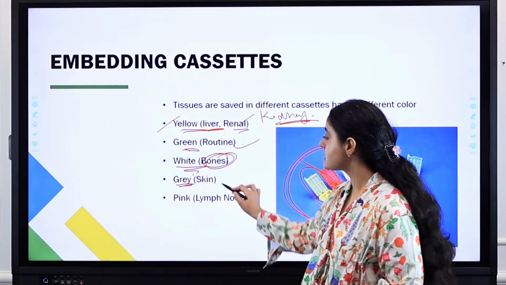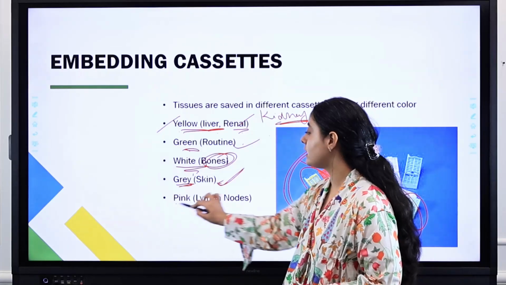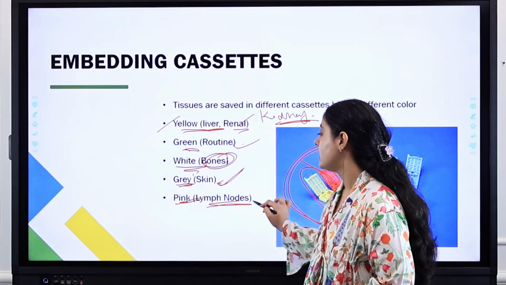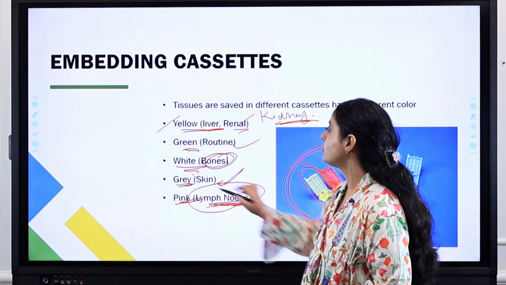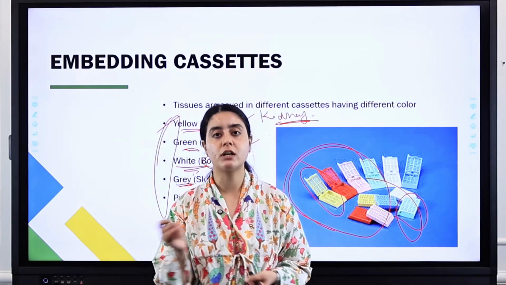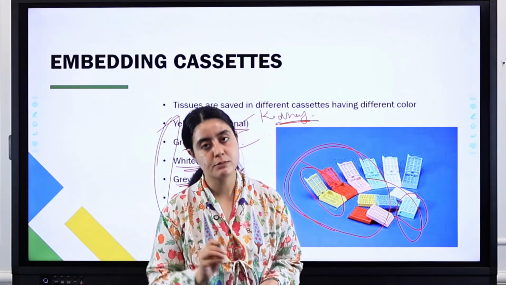They are used for the skin specimen. And then finally we have pink cassettes which are used for the lymph node specimens. So you have to know the color coding also. We have different cassettes in different colors for the particular type of specimens.